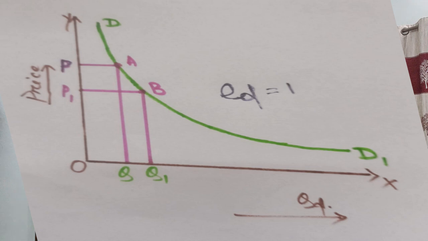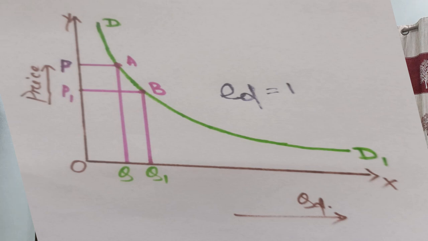So the area is PAQO. This area represents price, that is OP, multiplied with the quantity demanded OQ. So the total expenditure spent by the consumer for the purchase of the good. If we move down from A to B along the demand curve, then the price comes to OP1 and corresponding quantity demanded is OQ1. Now the area that we get is OP1BQ1. This area also represents price multiplied with quantity, so the total expenditure.